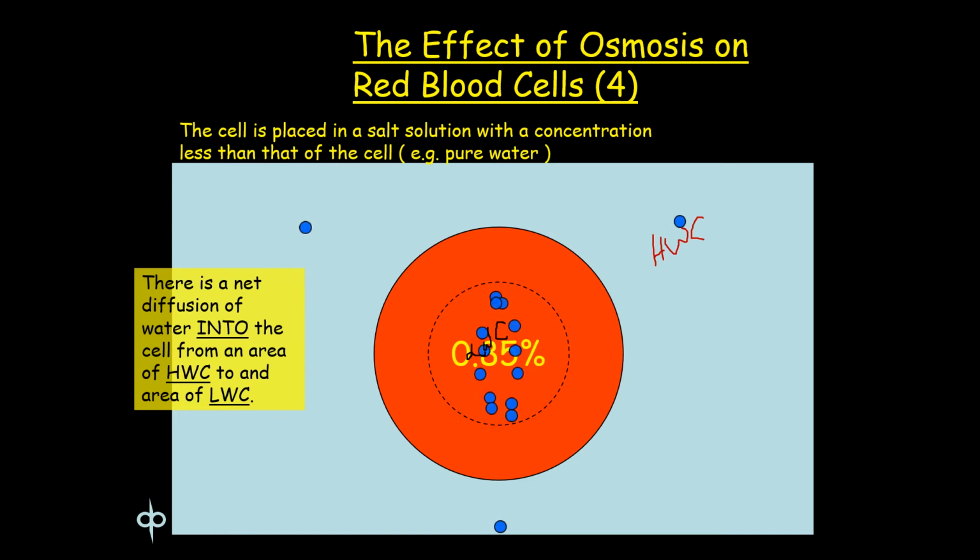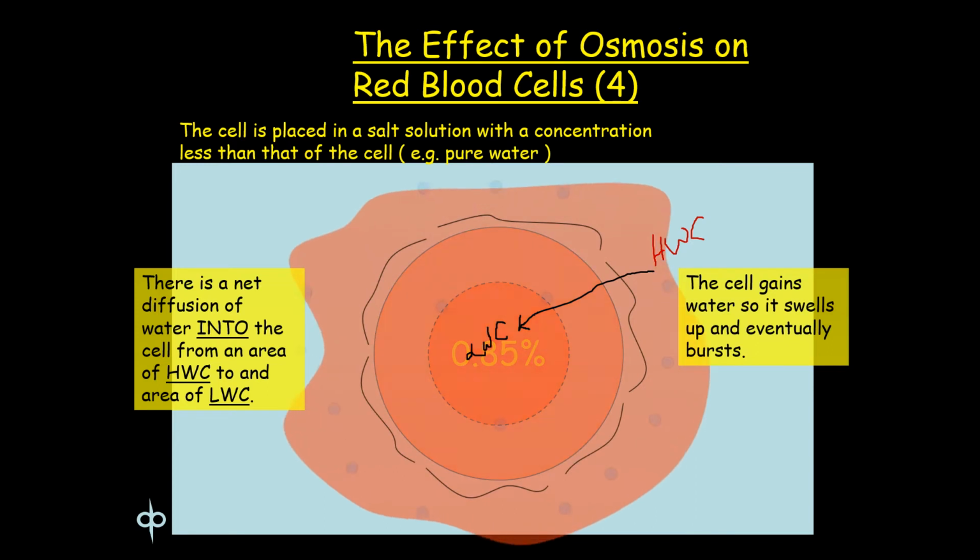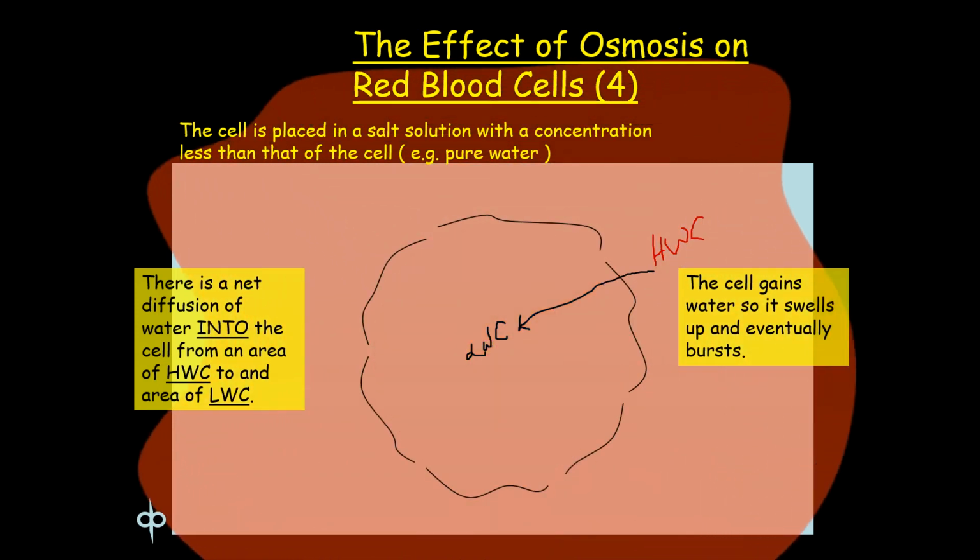And we know that osmosis is the movement of water from a region of high water concentration to a region of low water concentration through a selectively permeable membrane. So the water is going to enter the cell. So what will happen is the cell will swell and then it will eventually burst. So the cell gains water, so it swells up and eventually bursts.